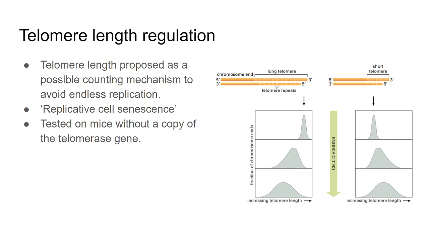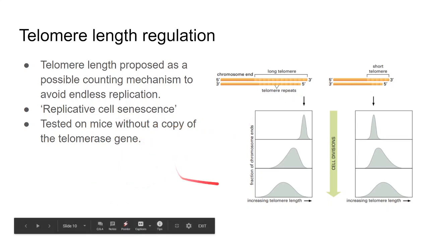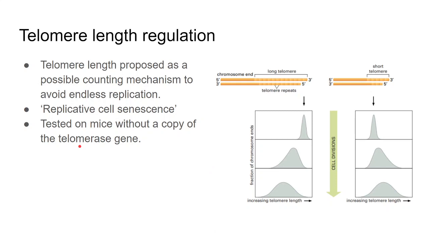Anyway, so they did this in mice, and after a few generations, they started seeing effects. So you did not see the effects as rapidly as you would see in humans. In humans, if you remove the telomerase gene, you would see its action within one generation. But it takes 3 to 4 generations for the mice to show similar effects.